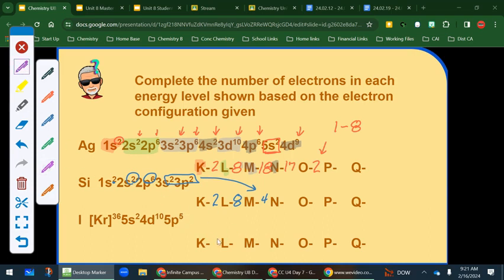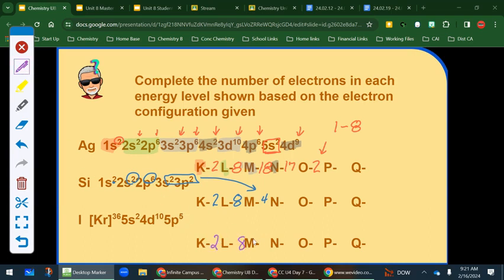2, 8, 18, and 8. That takes care of these 36 electrons right here, ladies and gentlemen.